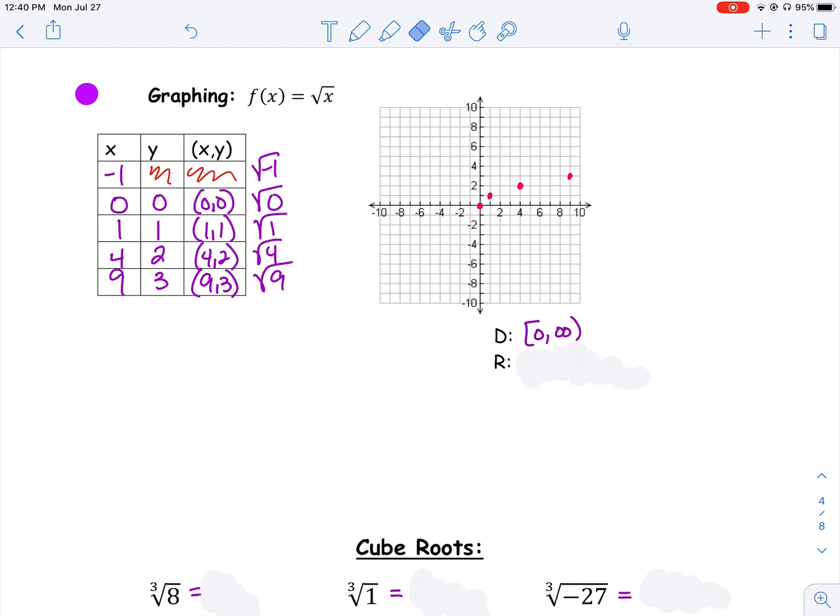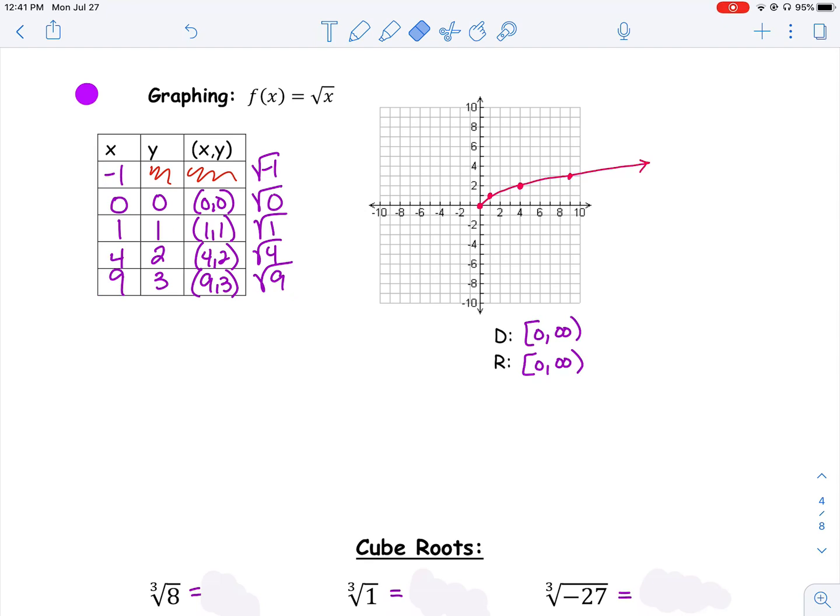So can I say my domain is from 0 to infinity? So what's my range? Well, it looks like my range is going to be 0, and then it's going to kind of grow slowly and kind of look like this, right? You can even plug in more numbers if you'd like to. The square root of 16 is 4. The square root of 25 is 5. So the x's get really big. The y's still get big, just not as quickly. But it's still going to grow, grow, grow, grow, grow. So I can really say that my range is from 0 to infinity.